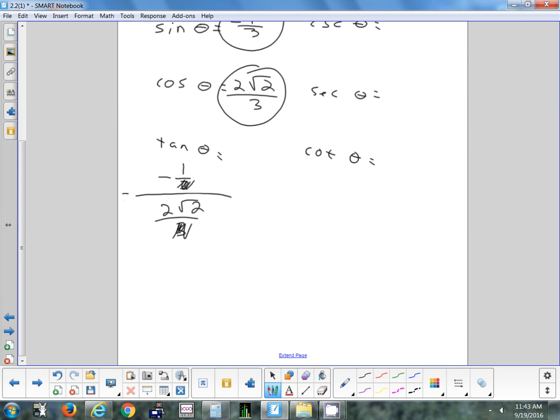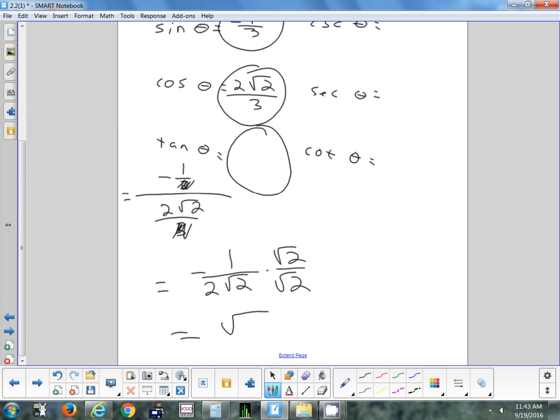Okay, so now I have negative 1 over 2 root 2. And what do I have to multiply top and bottom by to fix that? Square root 2. Yeah, square root of 2. So square root of 2 over square root of 2. That's going to give me negative 1 times the square root of 2 in the top, divided by, what's my denominator?